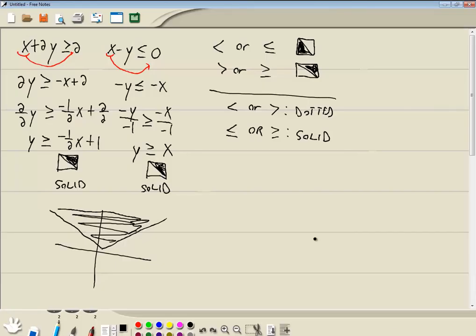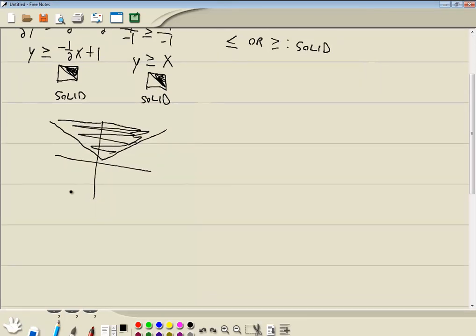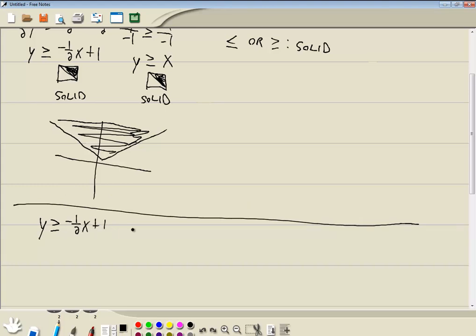Okay, now let's go back to doing this by hand. Doing it by hand, we still want to get y by itself, so that's beneficial. So I'm down right here, and I got y by itself, so I've got y is greater than or equal to negative 1/2 x plus 1, and y is greater than or equal to x.